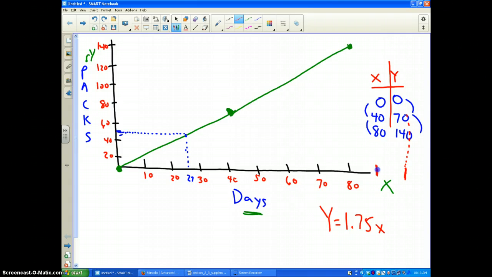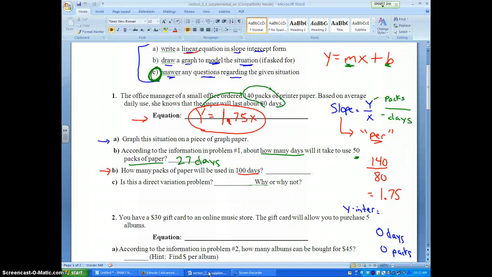So I'd have to go up to my graph, and obviously I'm off the picture, and I work my way over. Or I could just take 100 and put it in for x into my equation, and if I did that, I would find out that y is roughly about 175. So in about 100 days, we would use about 175 packs of paper.